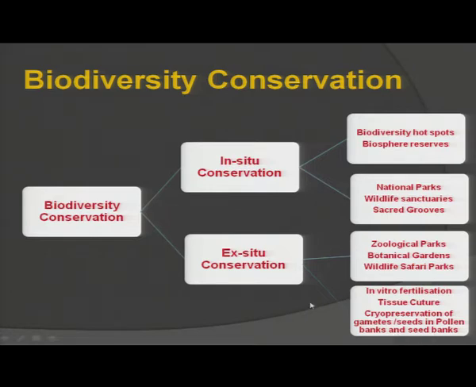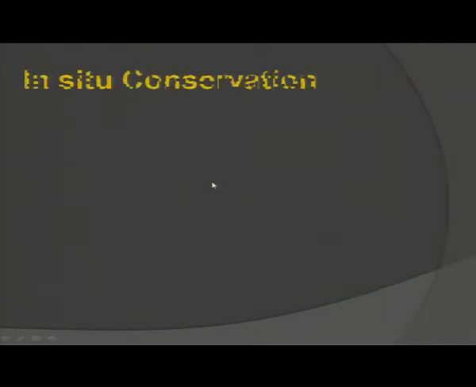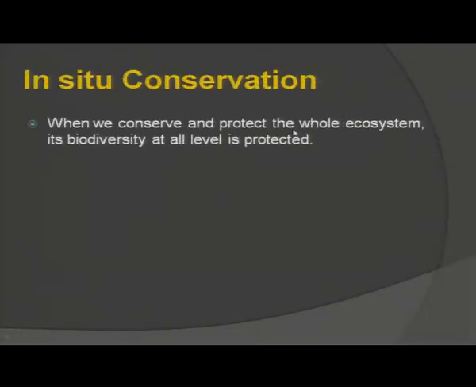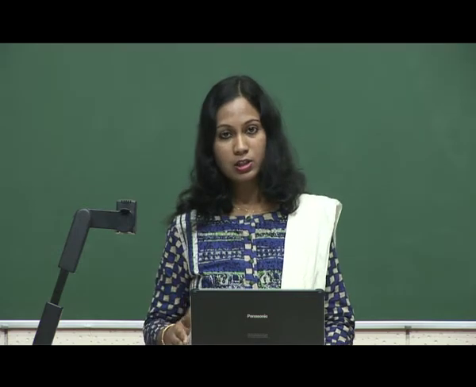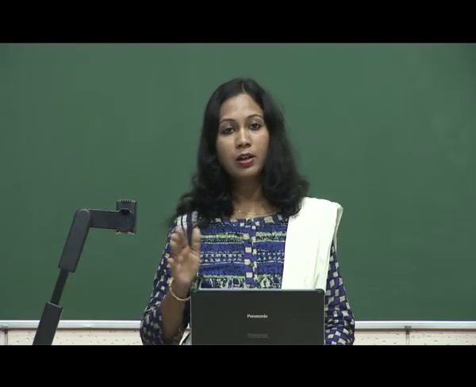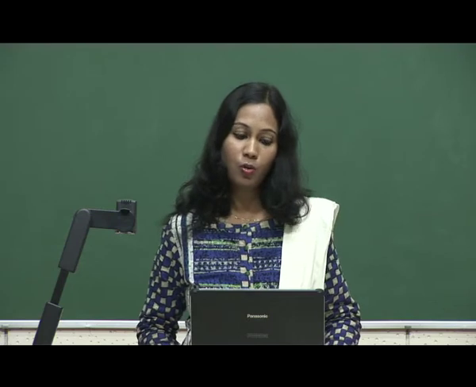So, what can you make out of this chart? Can you guess what is the meaning of in situ conservation by the names which have been listed here, and what is the meaning of ex situ conservation? Let us see them in more detail. In situ conservation. When we conserve and protect the whole ecosystem, its biodiversity at all levels, genetic, species and ecological, will be protected automatically.